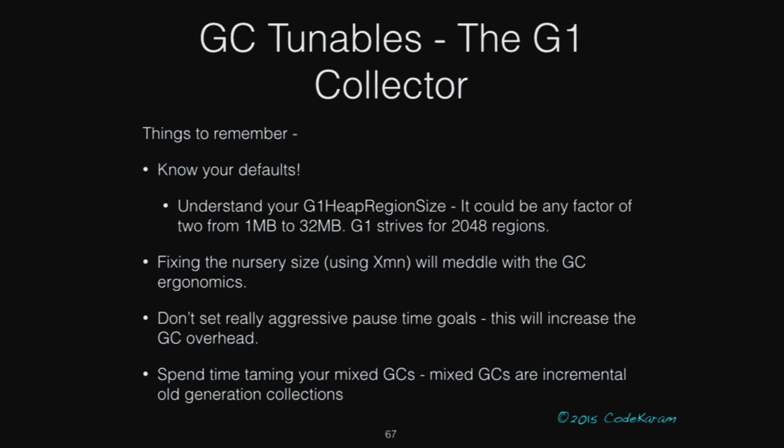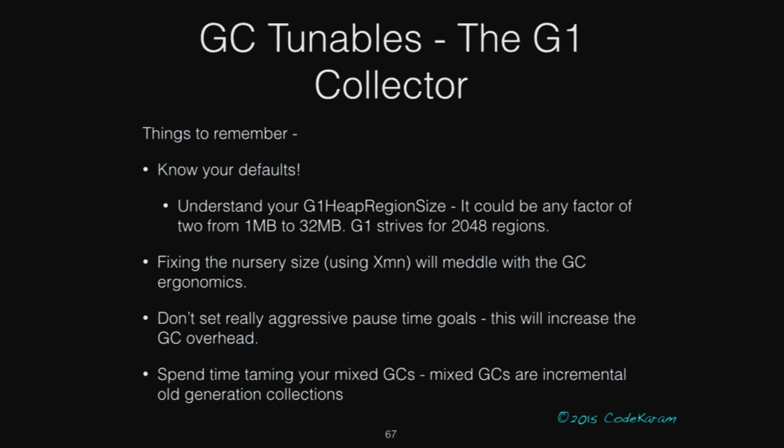All right, so again, things to remember with respect to G1. Know your defaults. I'll keep on saying that. Just giving one example here: understanding your G1 heap region size. It could be any power of 2 from 1 MB to 32 MB, and G1 actually strives to get about 2048 regions. And how does that help us? Remember that humongous object? That's dependent on the region size. So if you don't know what your region size is, pretty much any object could be humongous. So you don't want that. So you want to know the defaults again. You can change it, of course, right? But if you don't know what it is, then what are you changing?